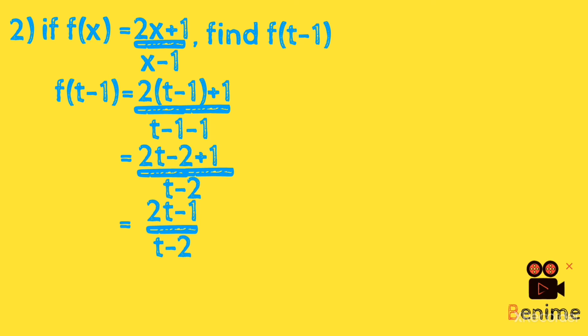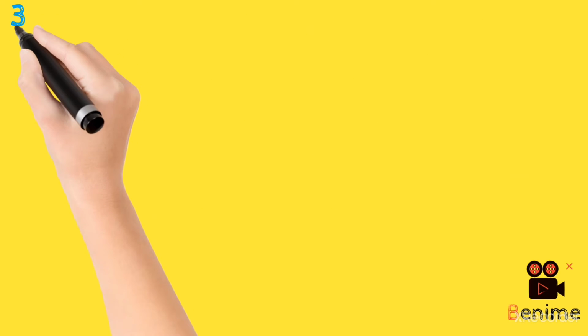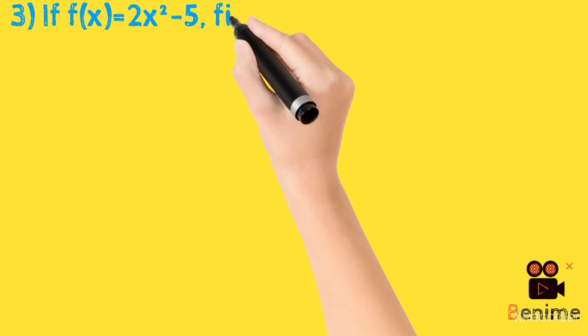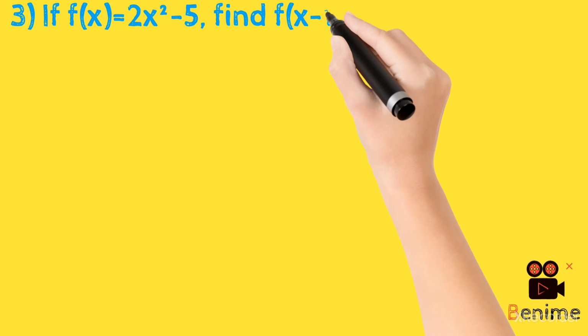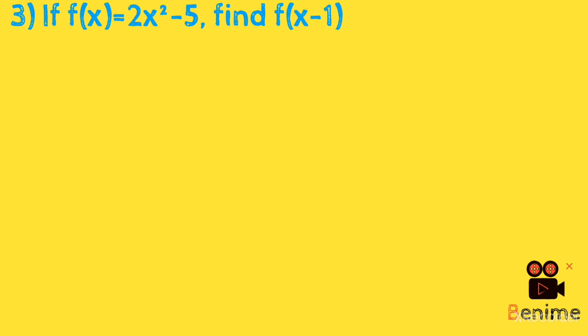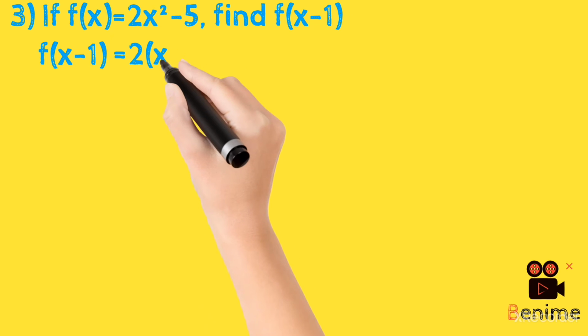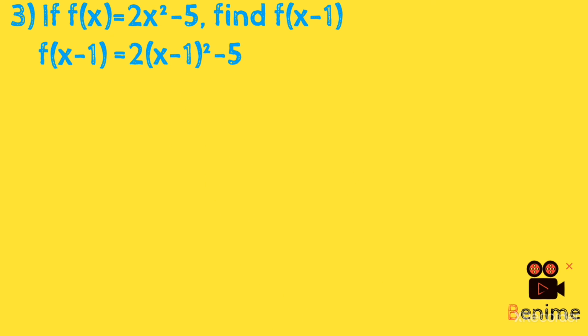Number 3. Let's take this third example. If f(x) is equal to 2x squared minus 5, find f(x minus 1). So the function is 2x squared minus 5. We're looking for the value when x now becomes x minus 1. So the same procedure, just replace your x with x minus 1. So the part where you have 2x squared becomes 2(x minus 1) squared. That's 2 open bracket x minus 1 close bracket squared, minus 5.